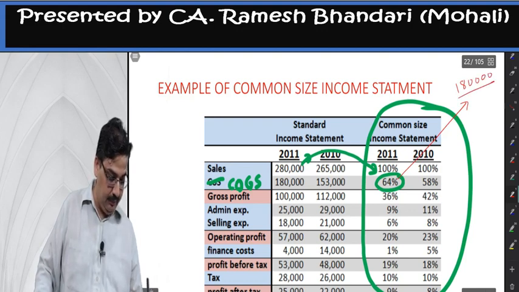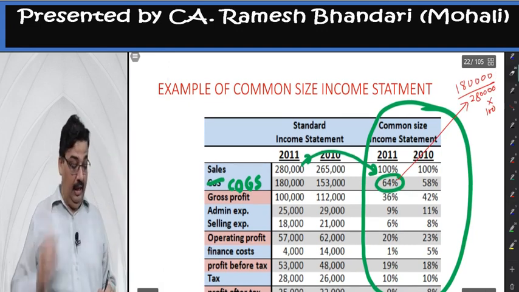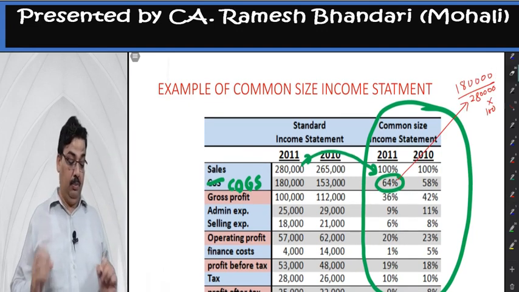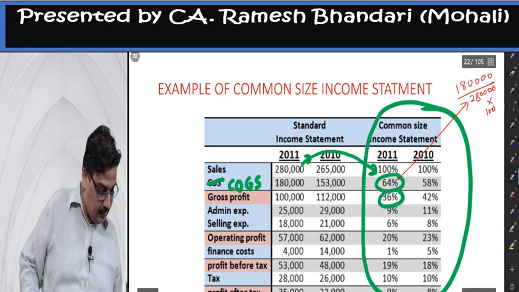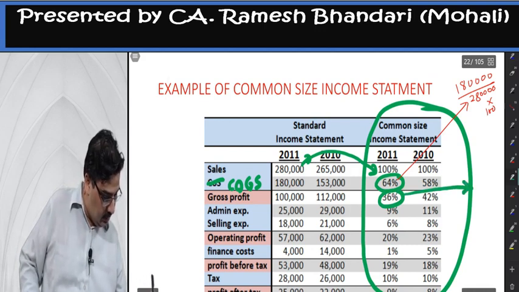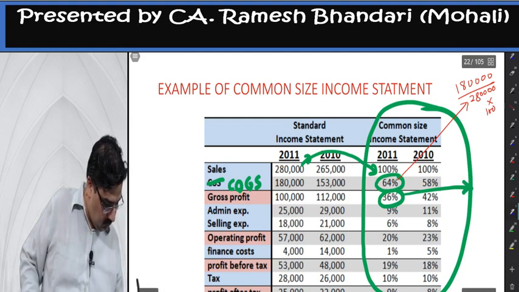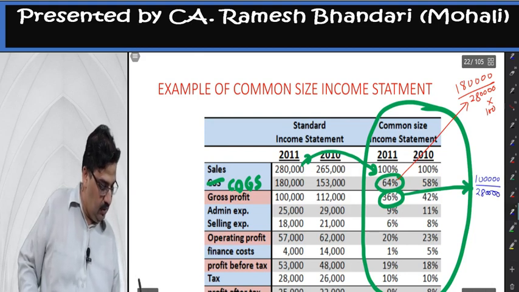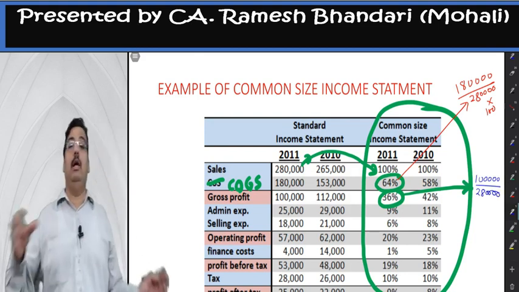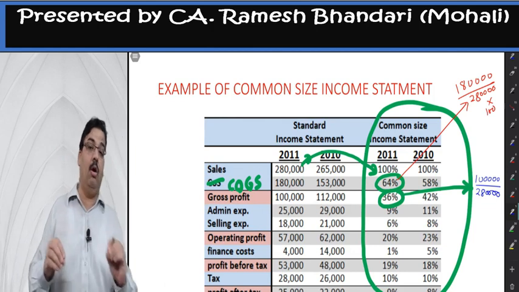1,80,000 divided by 2,80,000. Similarly, every next figure, gross profit, 1 lakh divided by 2,80,000 into 100. So, I can compute every item like this. This is 1 lakh divided by 2,80,000. Now, every item divided by 2,80,000 into 100 is the 2011 common size income statement.